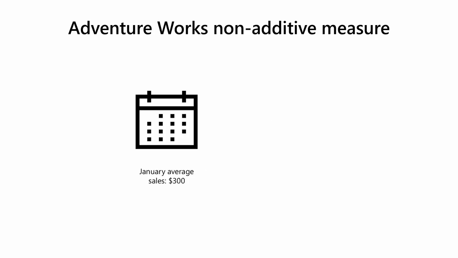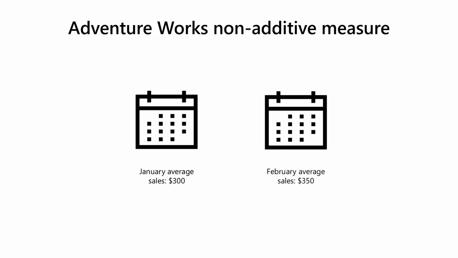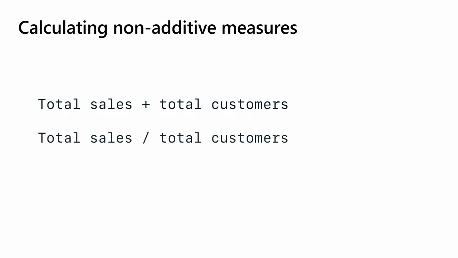The average sales per customer in January is $300, and in February, it's $350. However, it doesn't make sense to add these averages and state that the average sales per customer for the 2 months is $650. Instead, calculate the total sales and total numbers of customers for the 2 months combined. Then divide the total sales by the total number of customers to obtain the correct average sales per customer for the period.